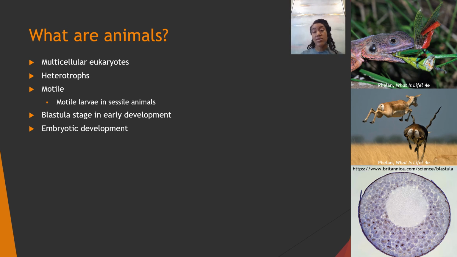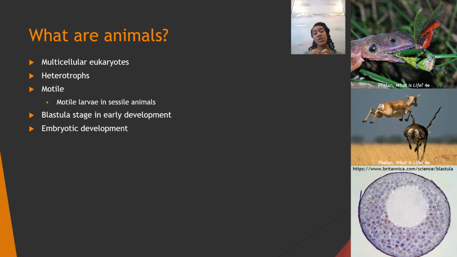Some are sessile as adults, meaning that they attach to one spot and they don't leave that location once they're mature and they're adults, but their larvae will be motile, and we'll see that in sponges in a couple of slides. Animals also all have a blastula stage in their early development. And a blastula is basically a hollow ball of cells in the early stage of their development.